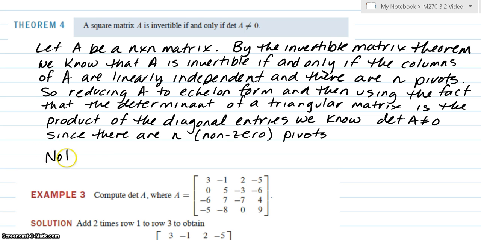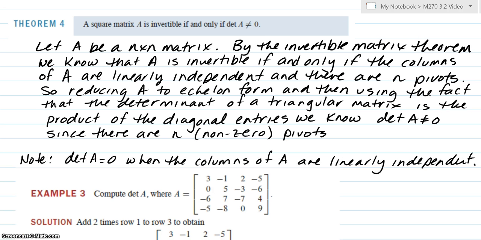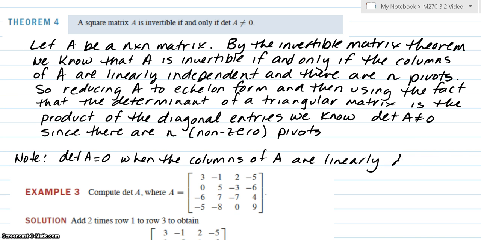Note, we can go the other way around as well. When the determinant is 0, it's not invertible. The columns of A are linearly, oops, made a mistake, dependent. Which is great. It's another way to show if the columns of A are dependent. You can see if the determinant is 0 or not. If it's 0, we know it's linearly dependent. Otherwise, it would be independent.